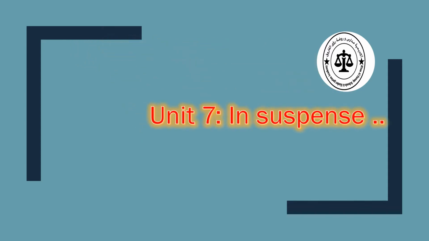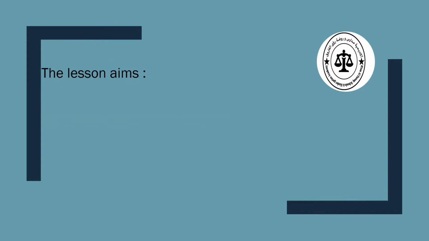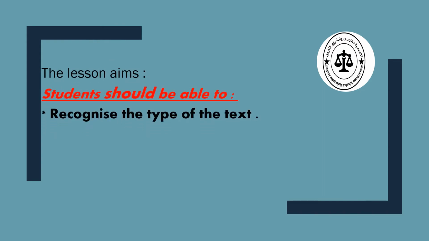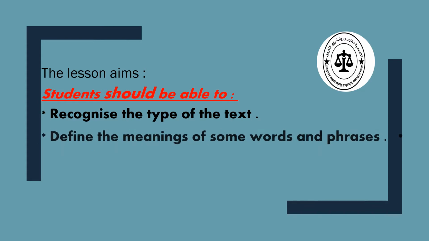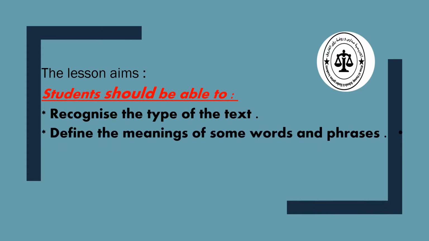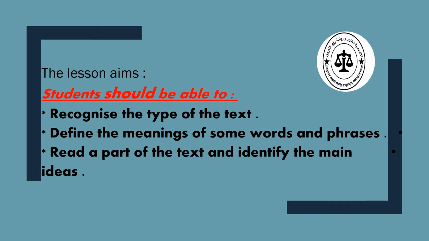So in our lesson today we are going also to revise the type of the text that we are going to read. Then we are going to define the meanings of some words and phrases while reading the text. The last step, we are going to read another part of the text and identify the main ideas.